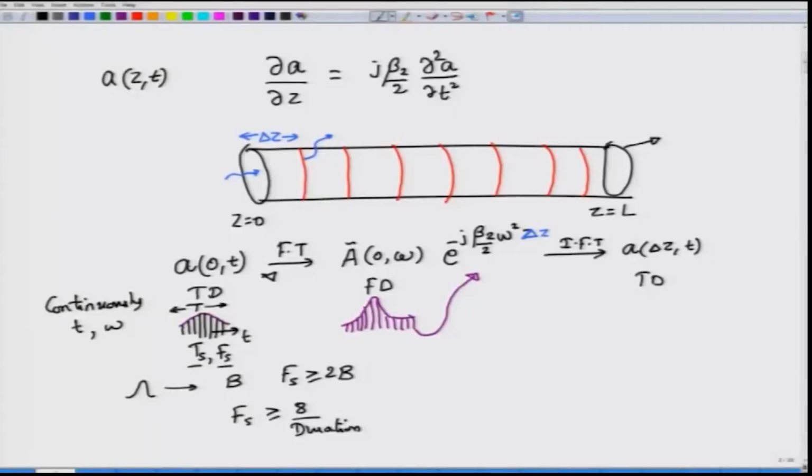So, you have to convert this a of 0 t, which is a continuous pulse, into a discrete set of numbers which are obtained by sampling it at intervals of Ts. So, you actually create an array of numbers which would be the samples. These samples are all taken at integer multiples of Ts, and you would have created that particular array.